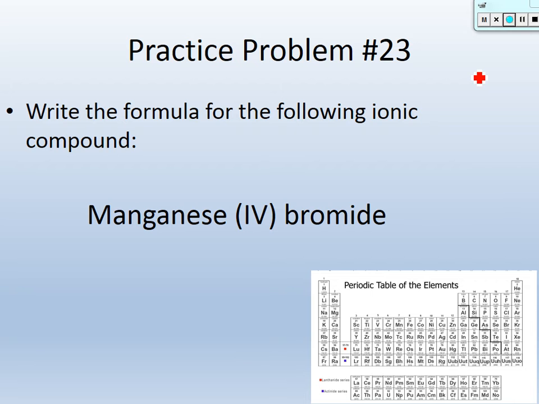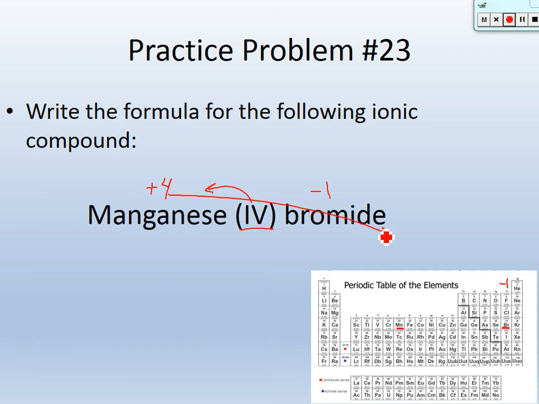Okay, let's see how we did. Manganese, if you find it on the periodic table, is right here. So again, it's a transition metal. We don't know its charge, but they did tell us that it was manganese 4, which tells us its charge is what? +4. Okay, so bromine is over here on the periodic table. Again, all the halogens are a -1 charge, so I'm going to put that above the name.